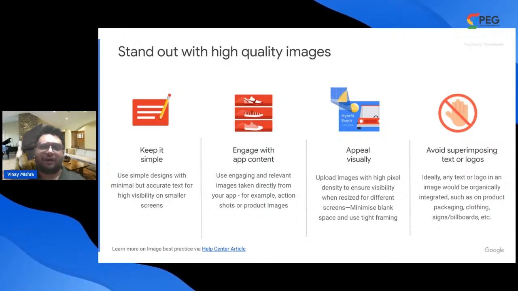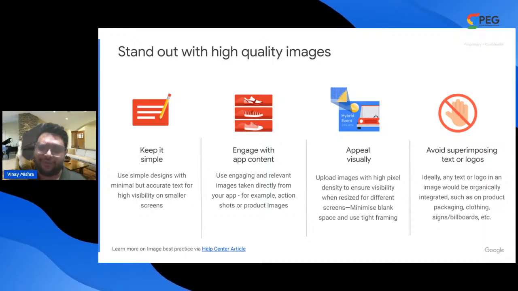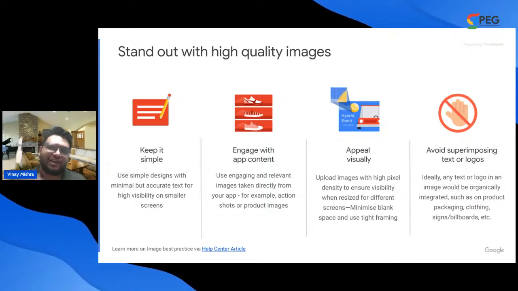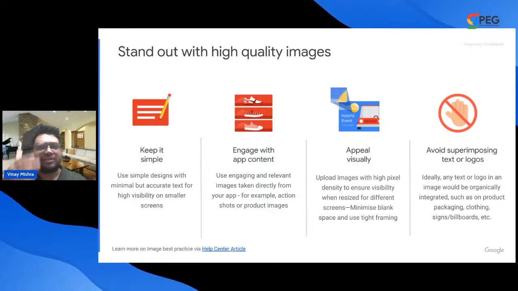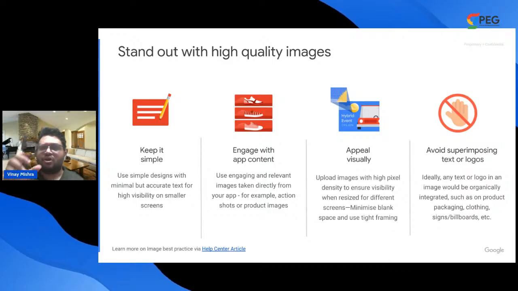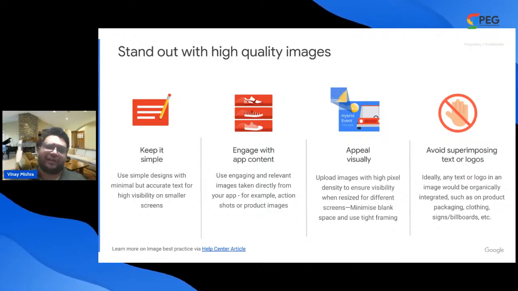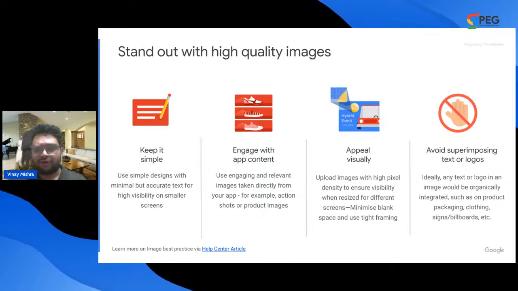And finally, advertisers should avoid superimposing text, logos, and calls to action on the images. Think of it as a user, from your own experience, right? If you're looking at a particular image and you see a lot of text and logos on it, and you're not really able to see the product, then it might not be a great experience for a user. So make sure that we are avoiding such things.